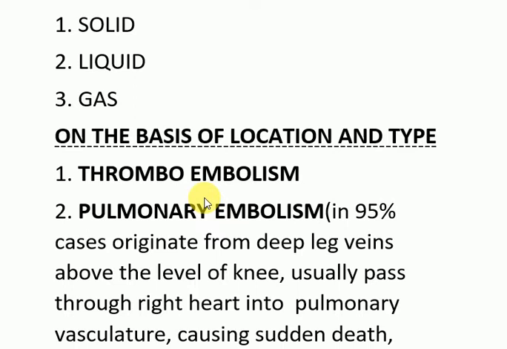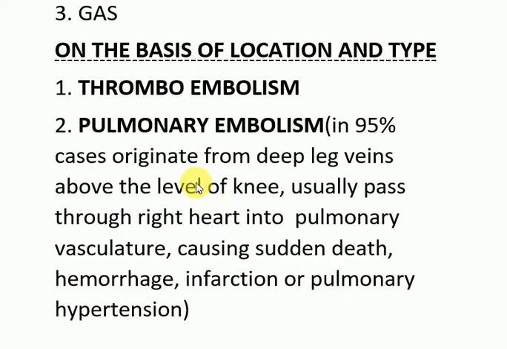On the basis of location and type, embolism may be thromboembolism, which is because of the detached thrombi, leading to the infarction or necrosis of the tissue. Number 2 may be the pulmonary embolism. In 95% of cases, the embolus originates from the deep leg veins above the level of the knee, usually passing through the right heart into the pulmonary vasculature, causing sudden death, hemorrhage, infarction, or pulmonary hypertension.